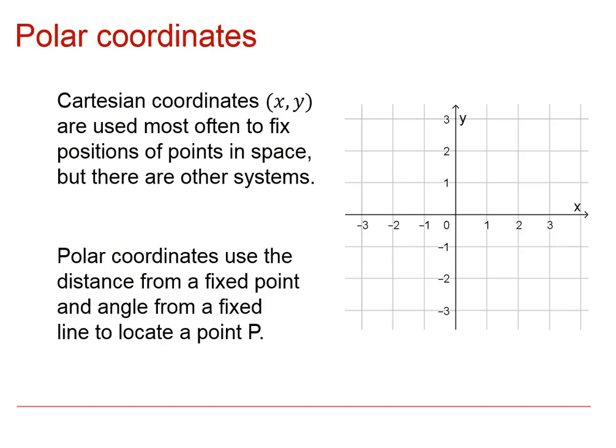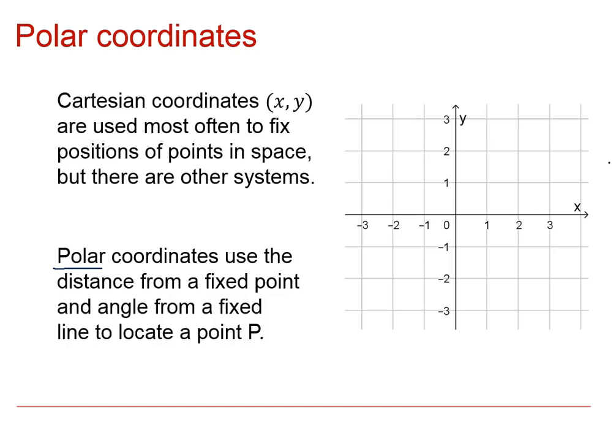Okay, so we generally use Cartesian coordinates, which is the x and y coordinates, most often to fix the position of points in space. But there are actually other coordinate systems, and some of them can be useful in different situations. With polar coordinates, what we do is measure the distance from a fixed point and an angle from a fixed line to locate P.